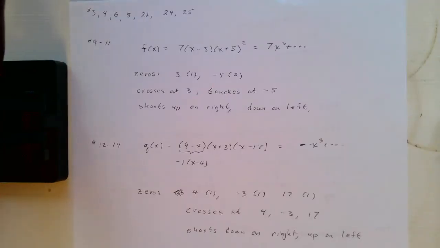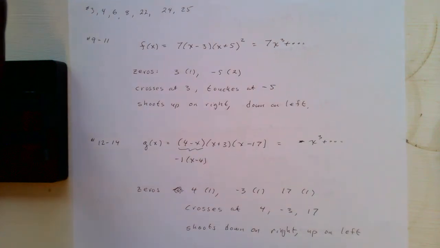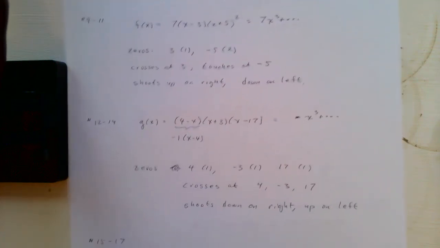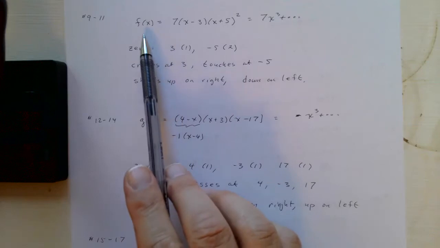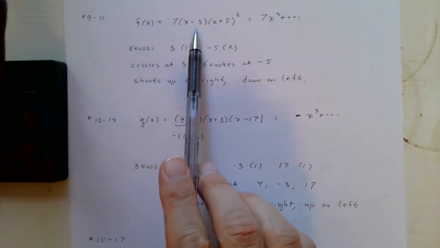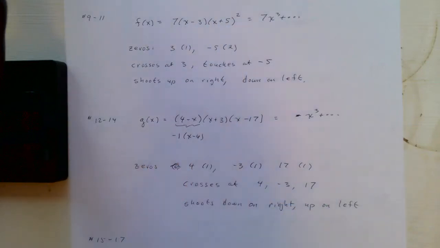All right, so in this video, I want to go over some of the more interesting problems from quiz number 6. In particular, I want to go over these three sets of three problems where we analyze the graph of a polynomial function. Problems 9 through 11 are all about this polynomial f of x equals 7 times x minus 3 times x plus 5 squared.